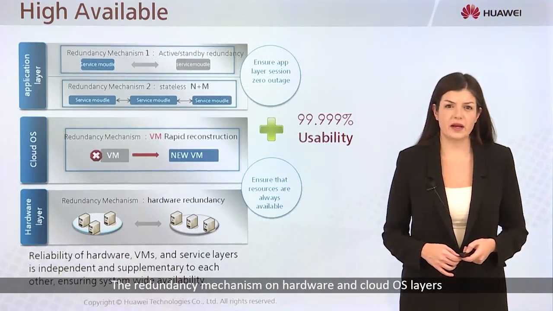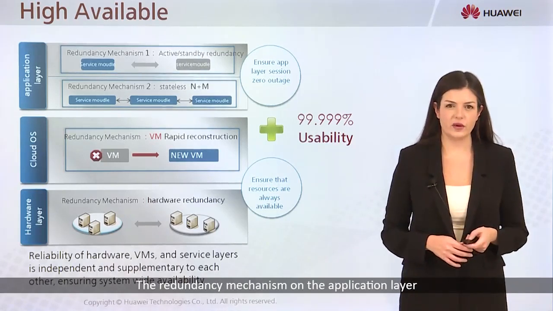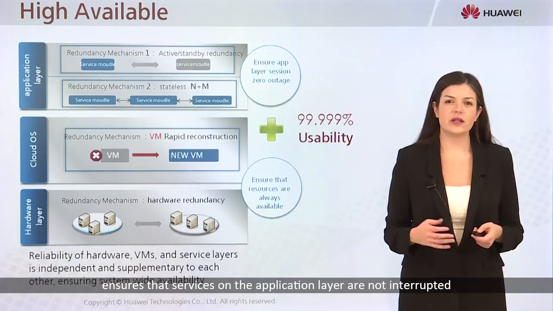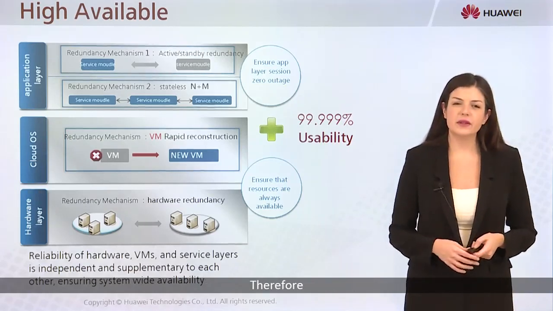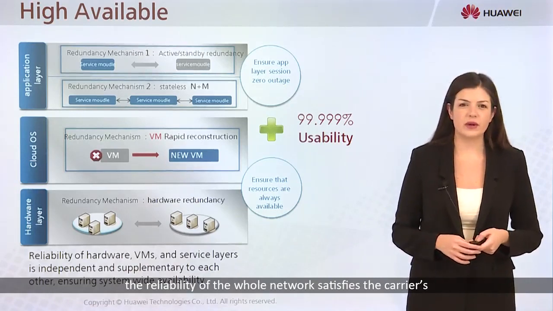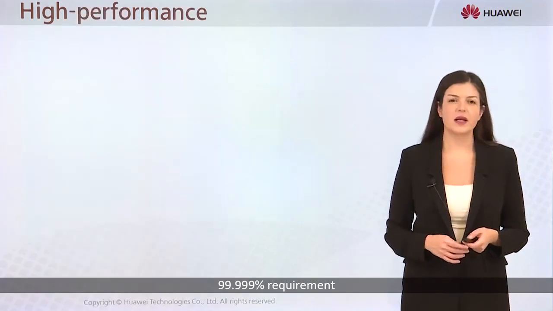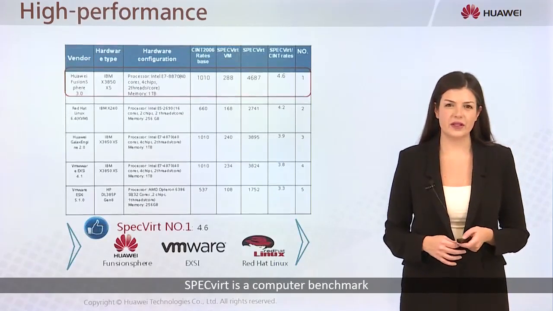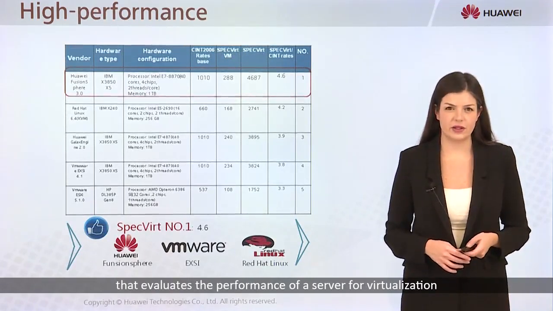The redundancy mechanism on hardware and cloud operation system layers ensures that resources are always available. The redundancy mechanism on the application layer ensures that services on the application layer are not interrupted. Therefore, the reliability of the whole network satisfies the carrier's 99.999% requirement.